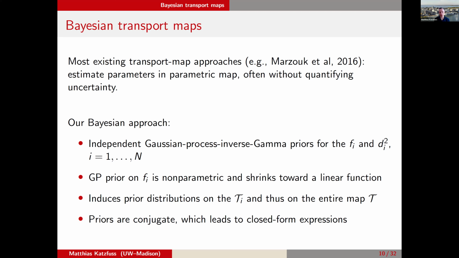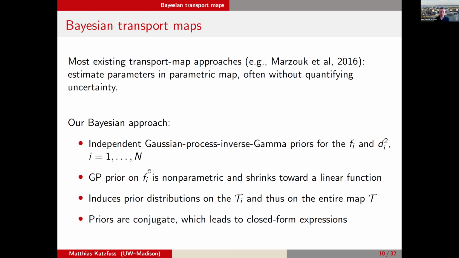In a paper that I'll show at the end, we proposed a Bayesian approach to this, where we put independent Gaussian process inverse gamma priors on these fi's and di squares. We're going to make that assumption. Now, how exactly we do that, I will say a little bit more about in the spatial context in the next subsection.